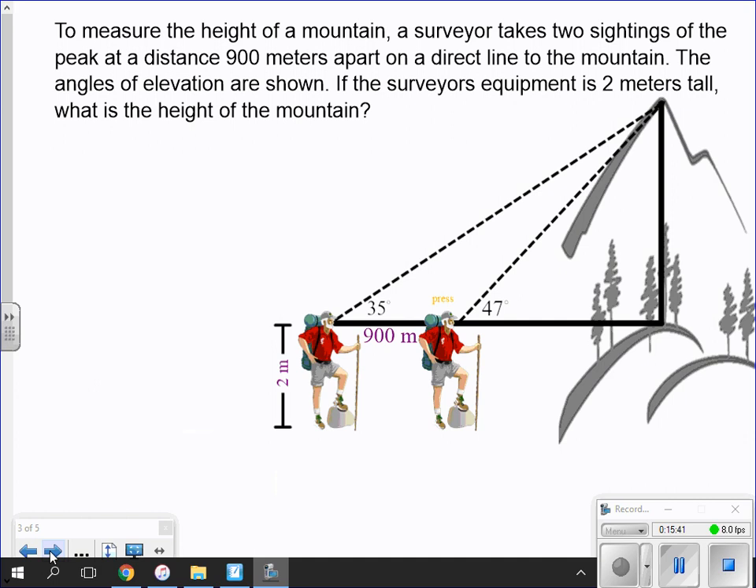Now, I like this problem for several reasons. To measure the height of a mountain, the surveyor takes two sightings of the peak at a distance 900 meters apart on a direct line to the mountain. The angles of elevation are shown. If the surveyor's equipment is 2 meters tall, what is the height of the mountain? Well, actually, I think the height of the surveyor's equipment is relatively irrelevant to the real world.